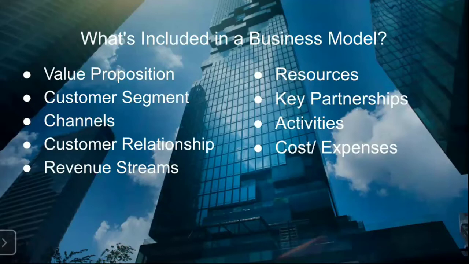What do you want to include in a business model? A business model should include your value proposition, customer segment, channels, your customer relationships, revenue streams, resources, key partnerships, key activities, and costs and expenses. So we're going to break down each one of these sections individually to go over how we would incorporate each one of these into our business model, okay?